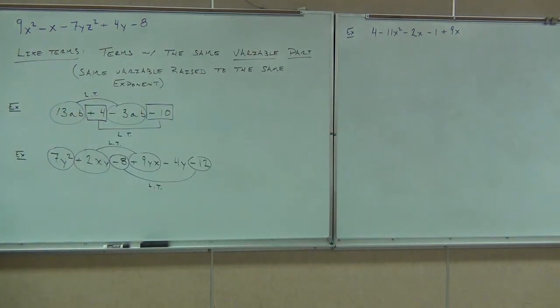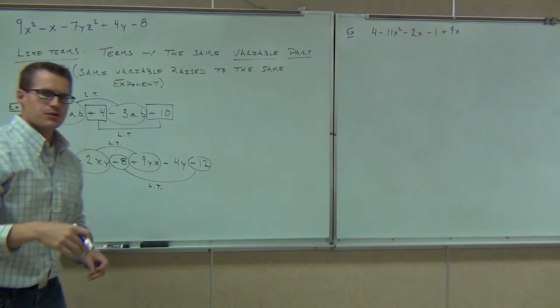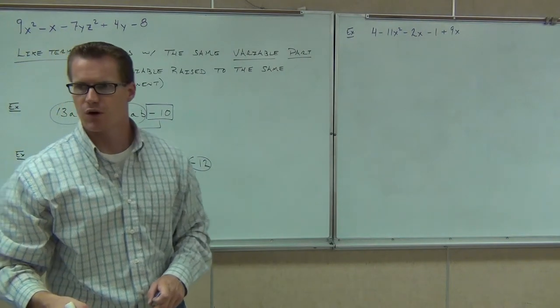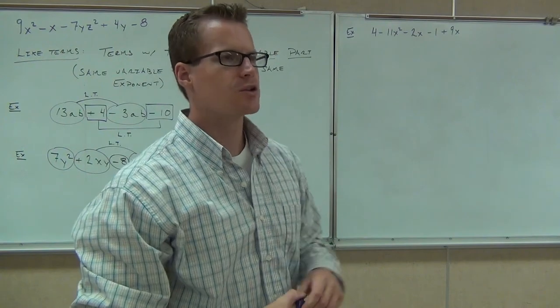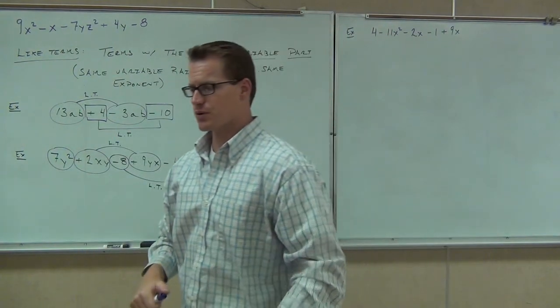I want you to be able to identify how many terms there are. Start thinking about the coefficients of these terms, what the coefficients are. And then I'd like you to circle those like terms or list them out if you prefer doing that. Either way.